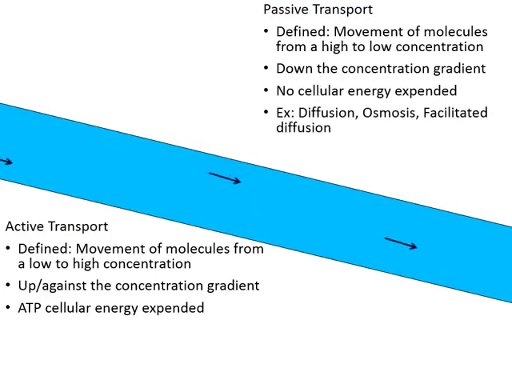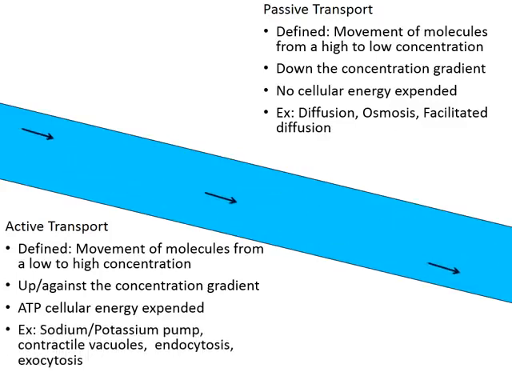Some examples of each: diffusion, osmosis, facilitated diffusion. These are examples of passive transport. And in active transport, the sodium-potassium pump, contractile vacuoles, endocytosis, and exocytosis. We're going to talk about each as we go through this.